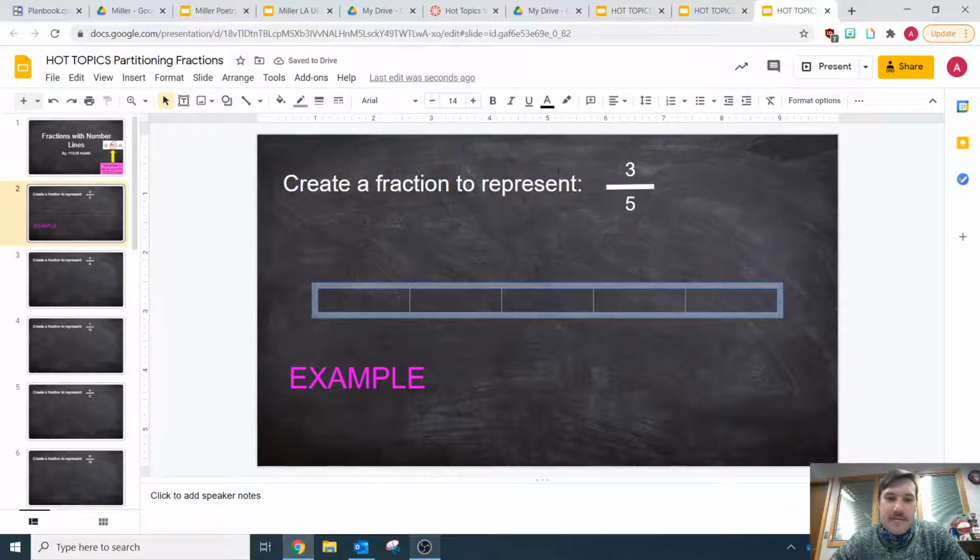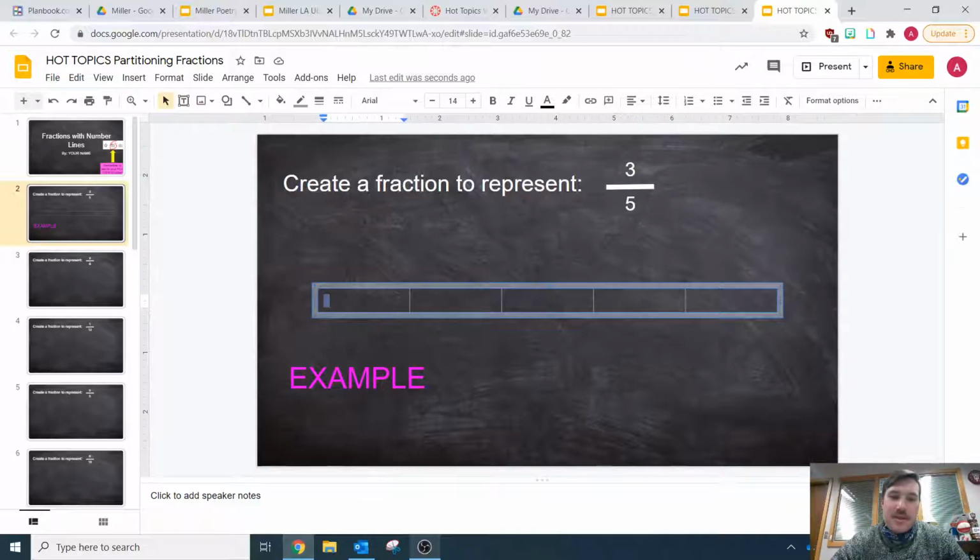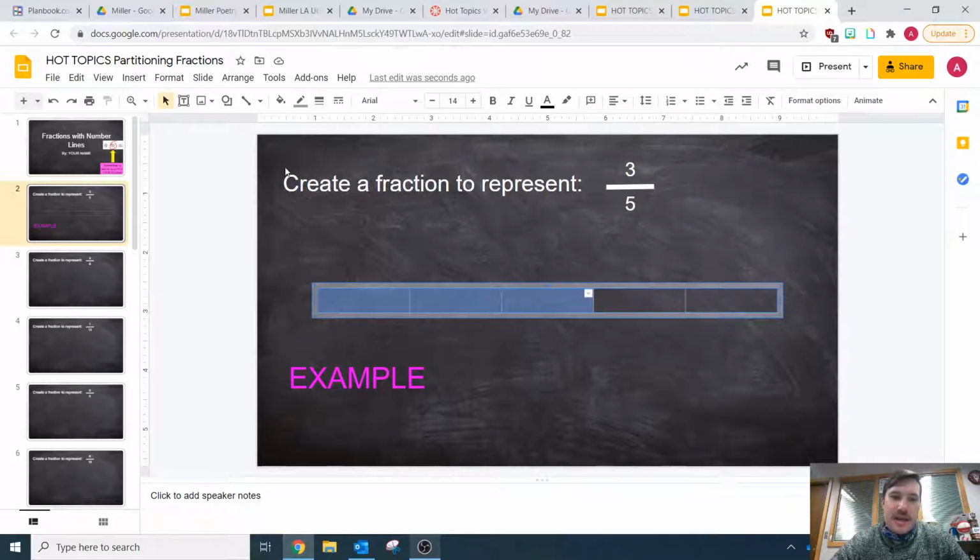So 5, remember, is how many parts there are to the whole. So our denominator, in this case 5, says this fraction bar should have 5 boxes within it. So as I look, I have 1, 2, 3, 4, 5 parts equal 1 whole. But my numerator says I only shade in 3, or I only have 3 of those. So I'm going to go ahead and shade in.